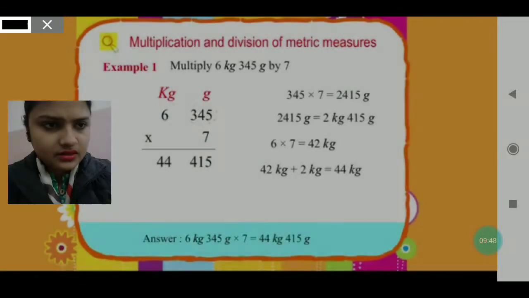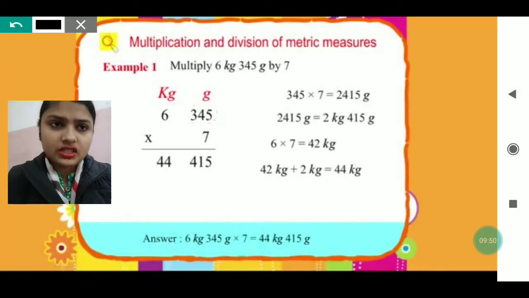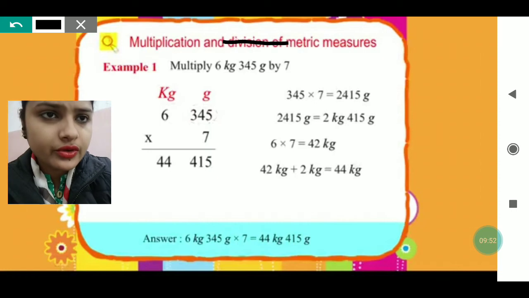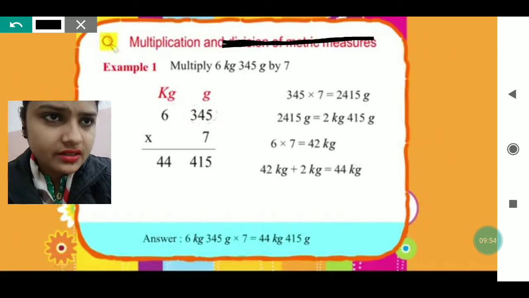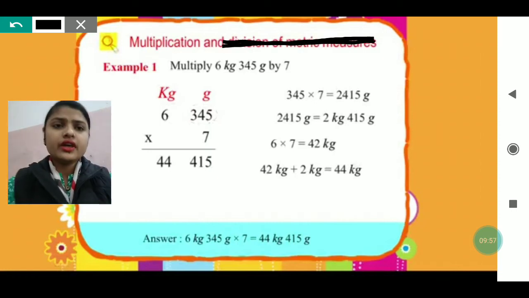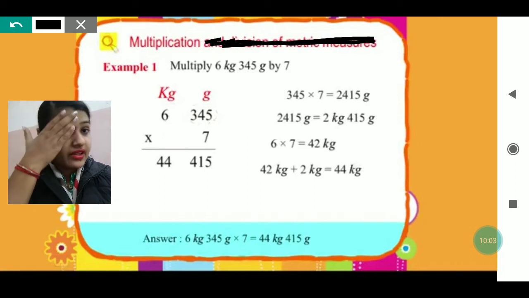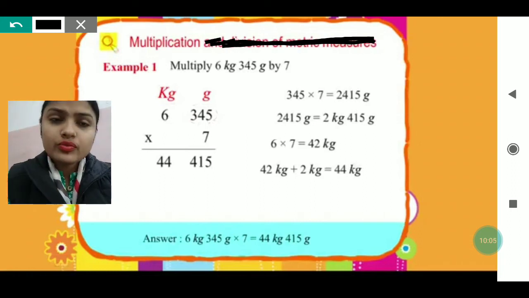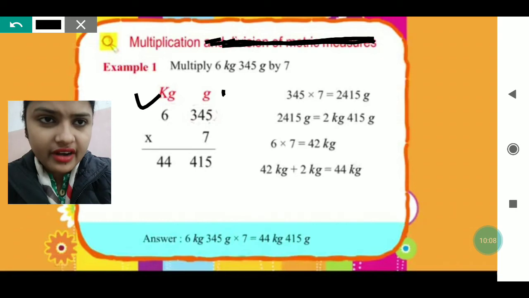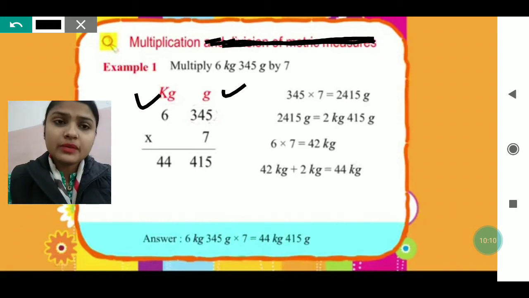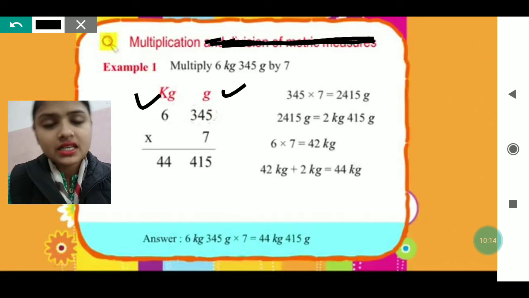See, after this, multiplication and division we are not going to do today, so leave division. Only multiplication we will talk about. It is written: multiply 6 kgs and 345 gram by 7. So you have to first arrange it in kg and gram columns. After that you have to multiply 7 with 5, 7 with 4, 7 with 3, and then 7 with 6.